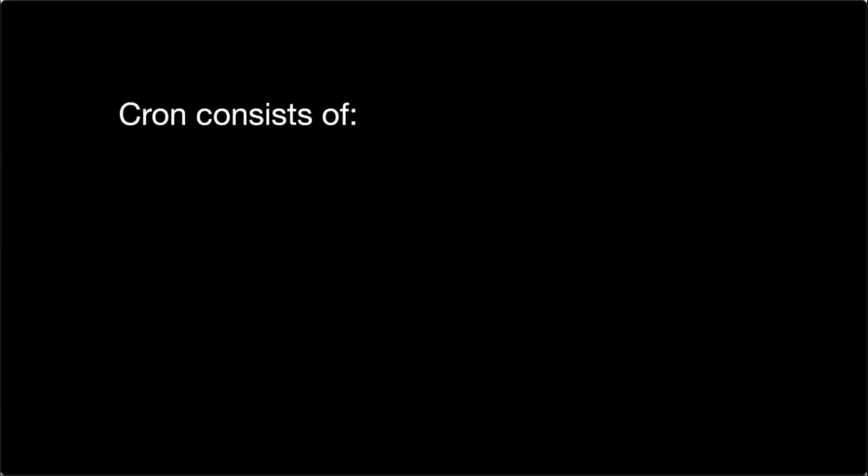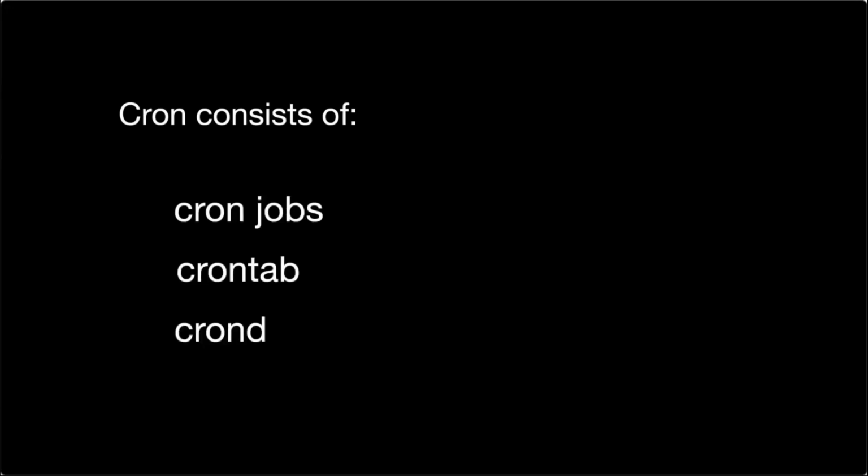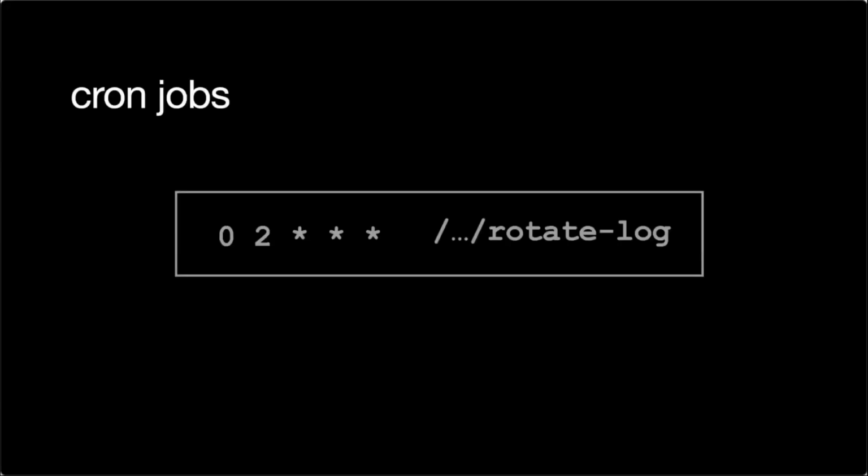Now let's talk about the utility itself. Cron is made up of three parts: cron jobs, a crontab, and a daemon called crond. A cron job is a command or shell script that is run on some fixed schedule. This part of the job indicates the command that cron should execute, rotate log, and this string indicates the schedule on which it should run.